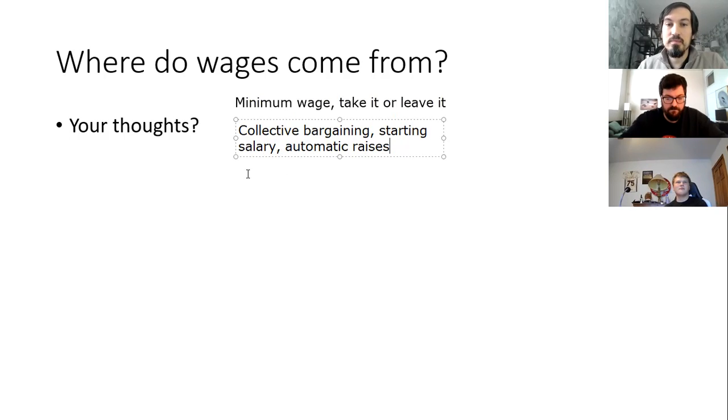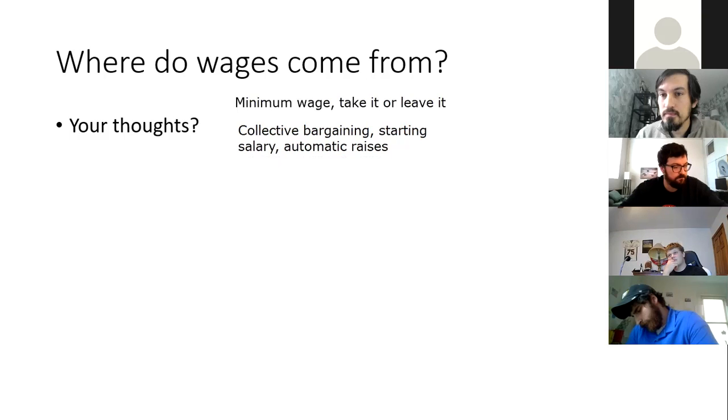Anybody else want to explain where the wages come from? Anybody actually have to bargain and negotiate? I didn't have to bargain or negotiate for mine, but mine was weird because I worked at a summer camp and they had a book full of charts, and that was how they determined your wage, like how many years of experience you had, or how many years you worked there. And then that was it.